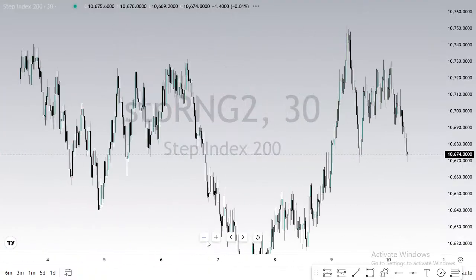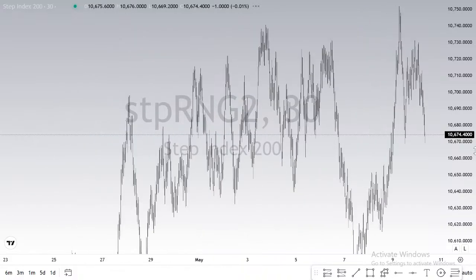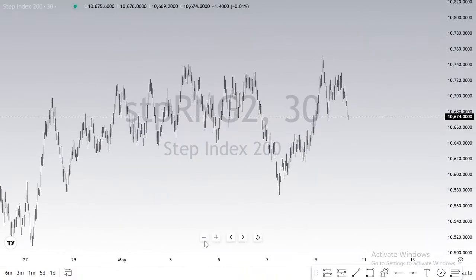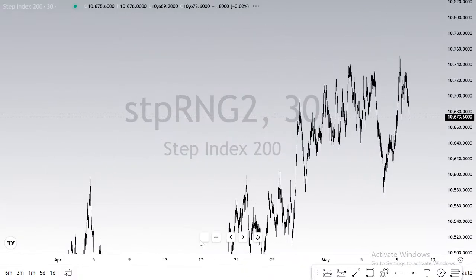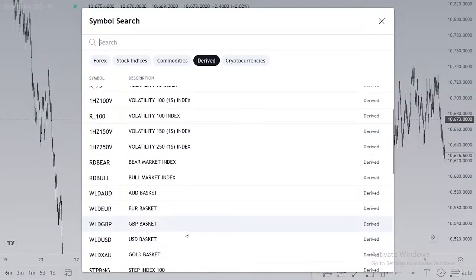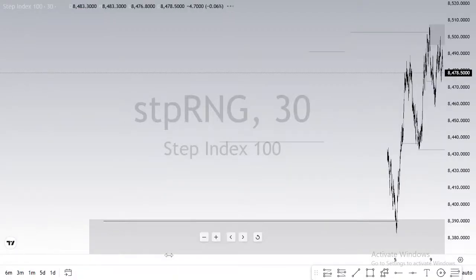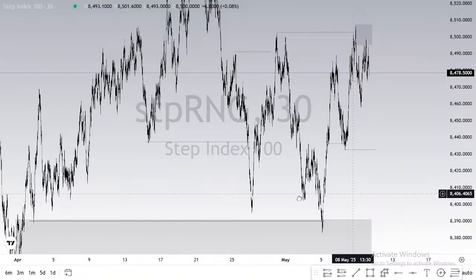So let's see. This is volatility. This is step index 200. Was that what we were analyzing? No. A minute, please. All right, this was what we were analyzing.